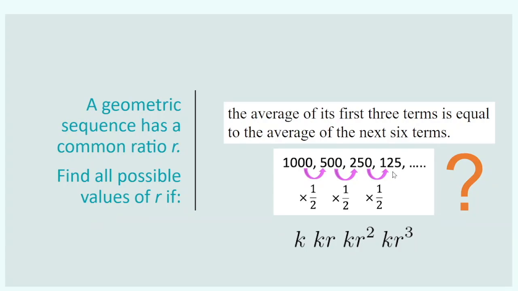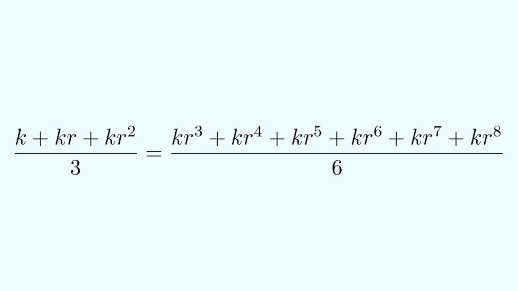Now if we look back at the original question, we have the average of the first 3 terms of the sequence, and we have the average of the next 6 terms, and we need to make those equal to each other. So have a think about how you could write that in an equation using terms like these. Feel free to pause the video, and I will give the answer in 5 seconds. So this is what we get here. We have the first 3 terms of our sequence, divided by 3 to find the average, and then we have the next 6 terms, all divided by 6 to find their average.